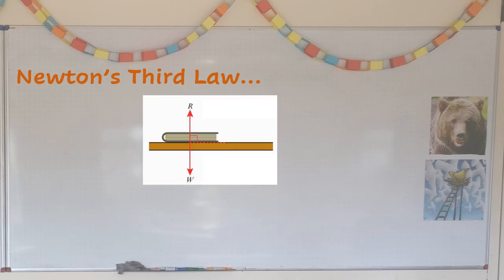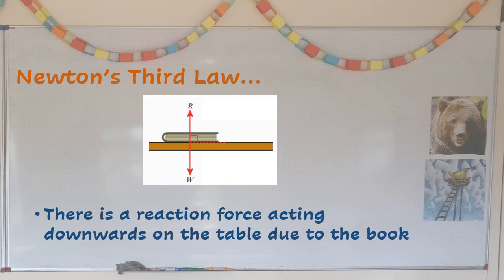So let's look at this book again and we'll run through that phrase. I'm going to focus on the normal reaction force. There is a normal reaction force acting vertically upwards on the book due to the table. Now we apply Newton's third law, and that will change to say there is a normal reaction force acting downwards on the table due to the book.